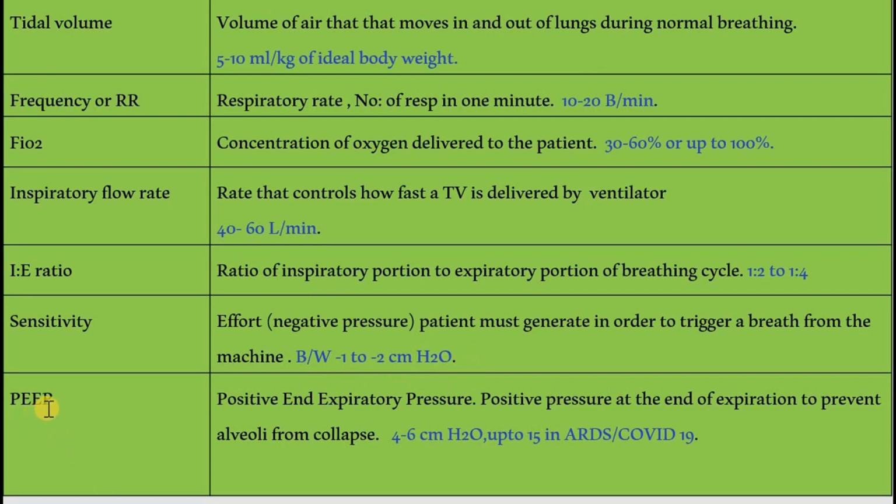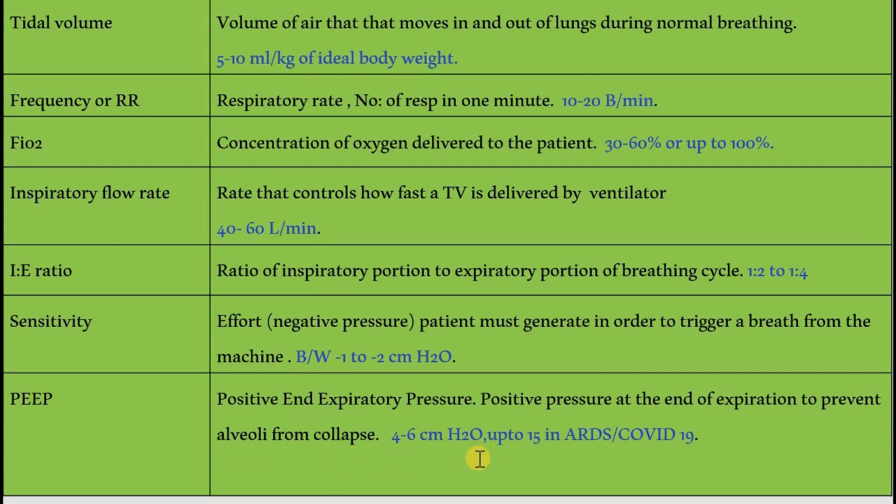And finally PEEP. PEEP is positive end expiratory pressure, that is pressure in the alveoli at the end of expiration. This PEEP helps keep the alveoli from collapsing. So when we breathe in, alveoli inflate, and when we breathe out, alveoli deflate. So when there is a positive PEEP, it helps keep alveoli from collapsing and improves gas exchange. It is set anywhere from 4 to 6 centimeter water.